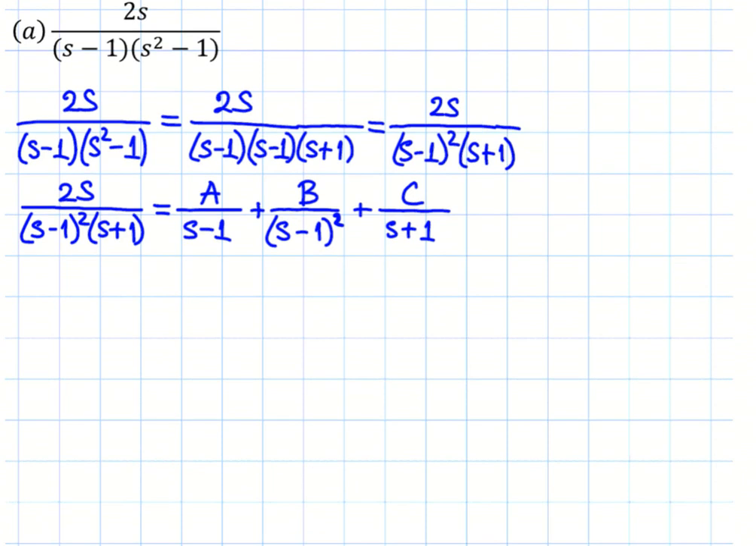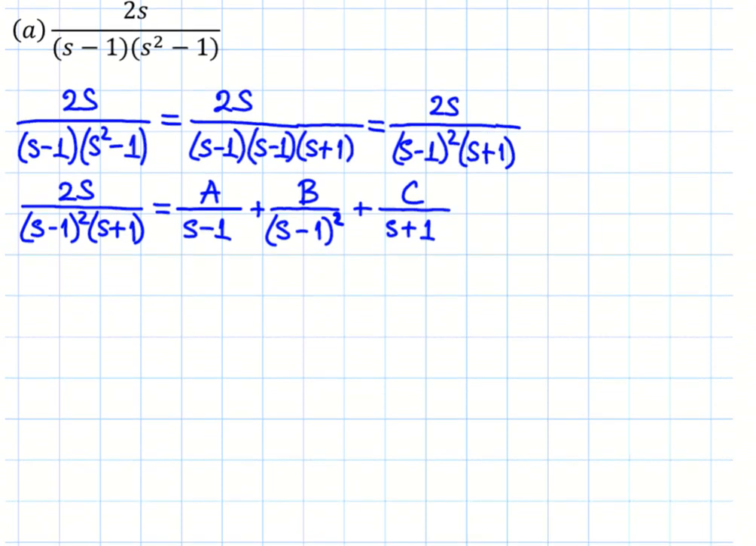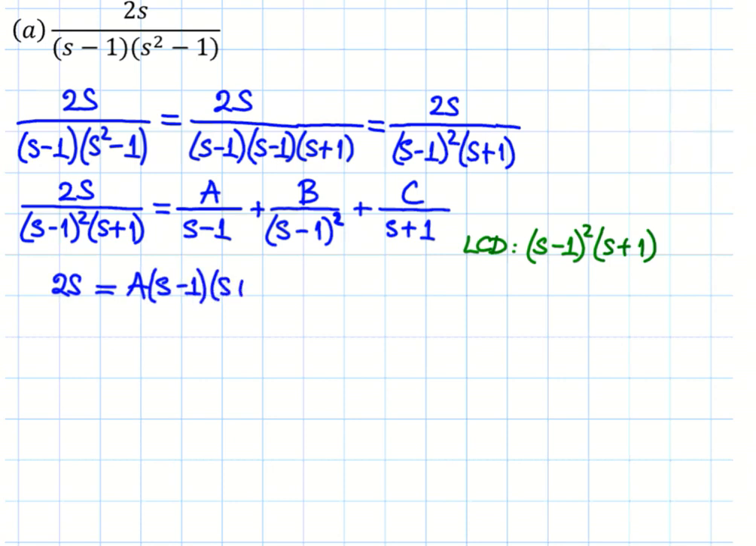Right. We will multiply both sides by the least common denominator of s minus 1 squared and s plus 1. So it will cancel the denominator. On the left hand side, we just have 2s. On the right, A times s minus 1, s plus 1, plus B times s plus 1, plus C times s minus 1 squared.